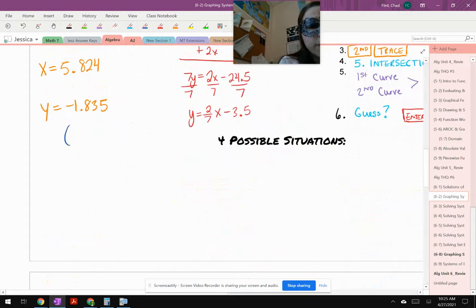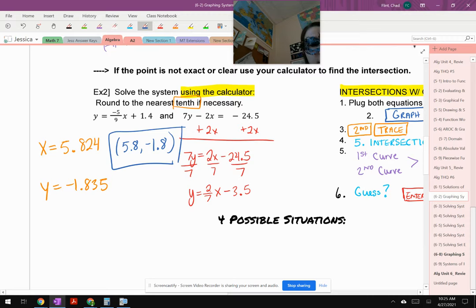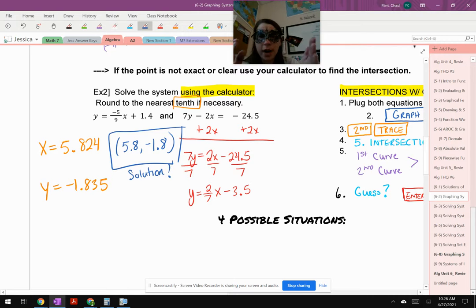So x comes first. Actually, let's put this up here. So x is 5.8, comma, negative 1.8. That is my solution, or my point of intersection, where these two graphs cross each other, or where they have equal values.